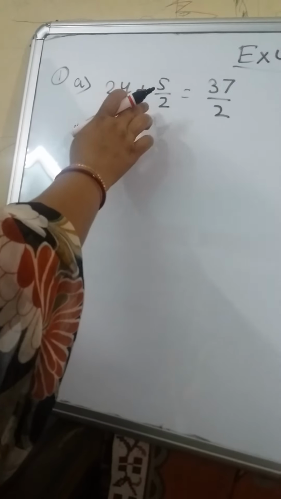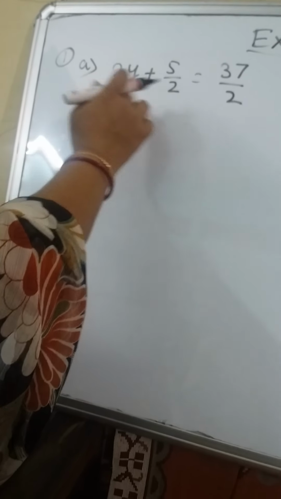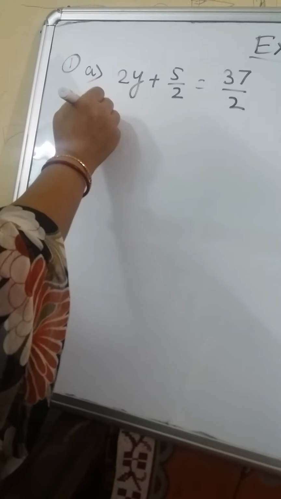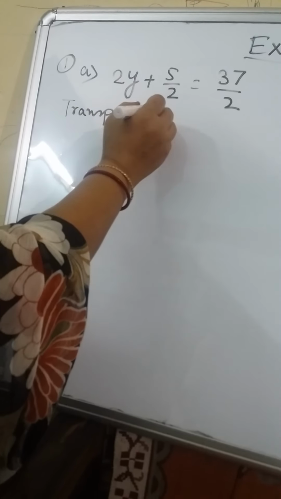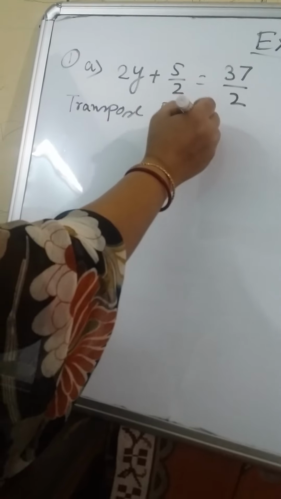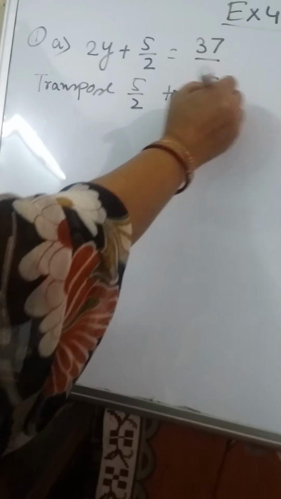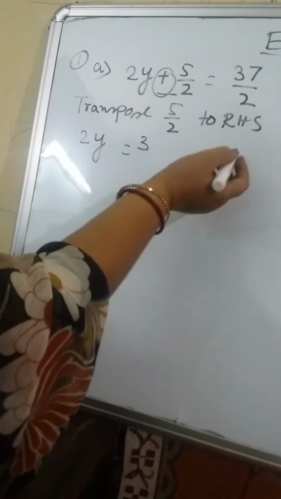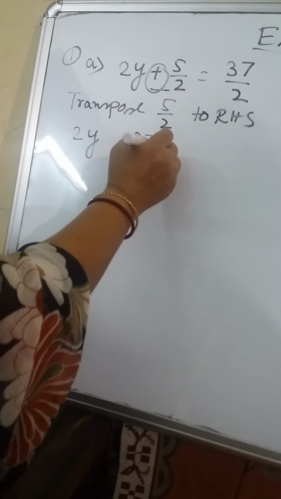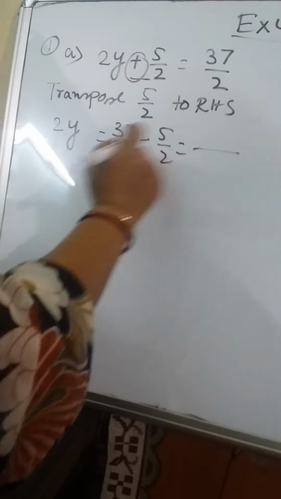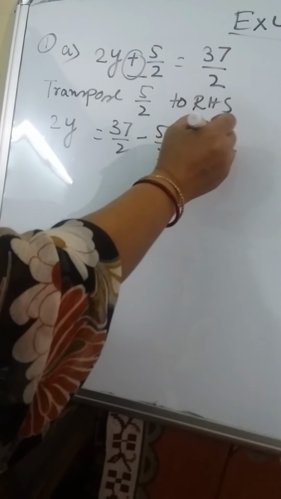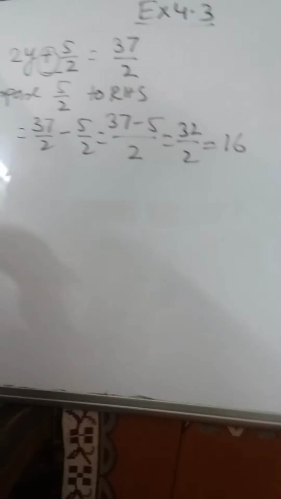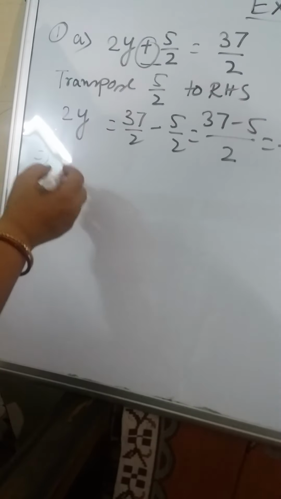I can subtract 5 by 2 from both the sides, but I can transpose 5 by 2 to the right hand side. When I transpose this to the right hand side, it is plus sign, so when it goes to the right hand side, it will become minus. 2 is the LCM here. 37 minus 5 is 32 by 2, it is 16. So 2y equals 16.